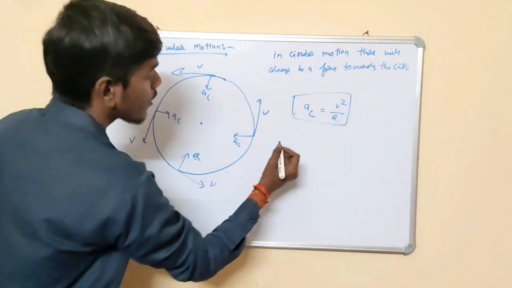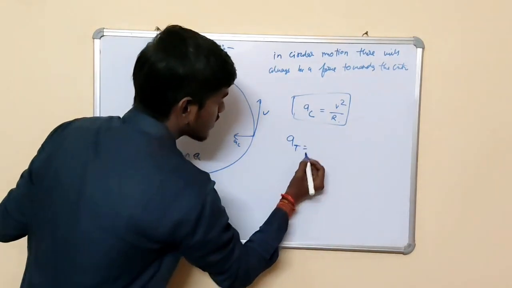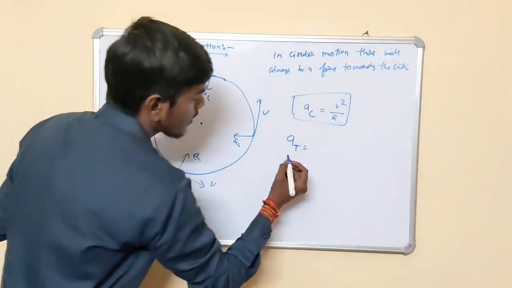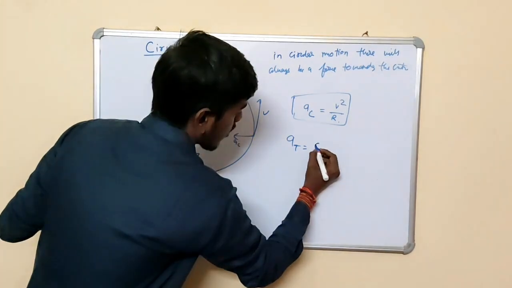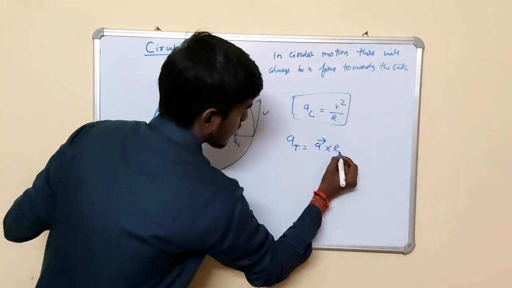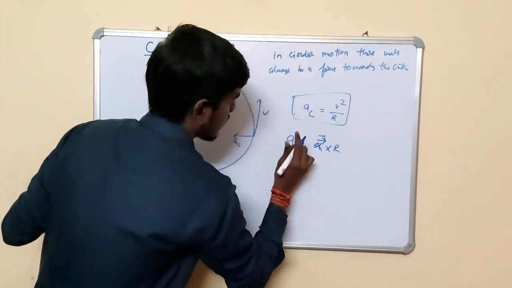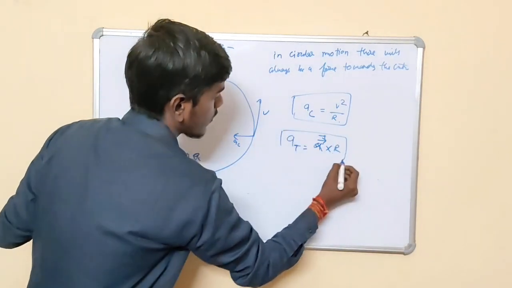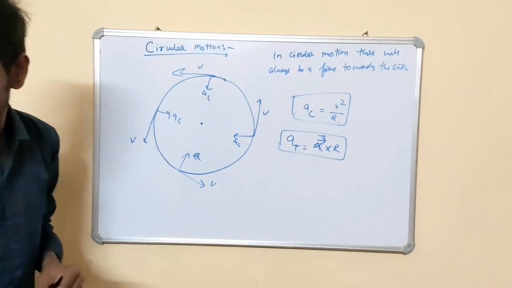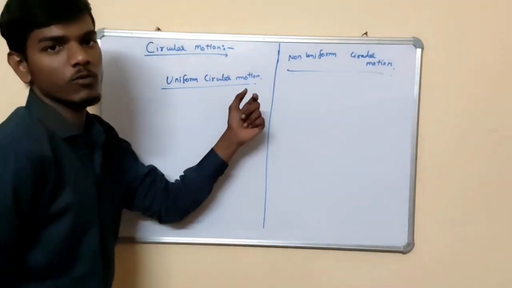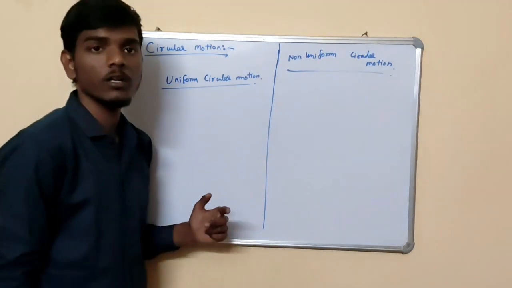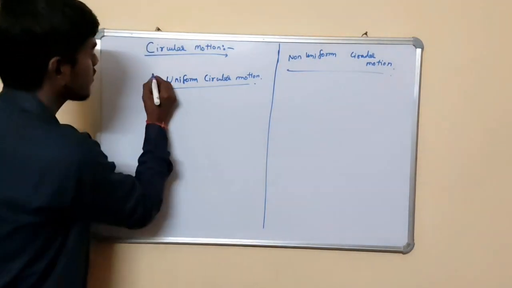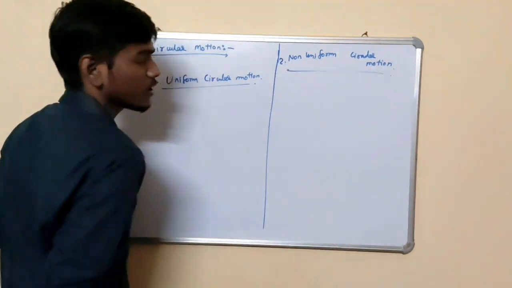And what is the formula for our tangential acceleration? Tangential acceleration will be alpha cross R. This is the formula for tangential acceleration. Now we will study the types of circular motion. Mostly there are two types of circular motion. The first one is uniform circular motion and the second one is non-uniform circular motion.